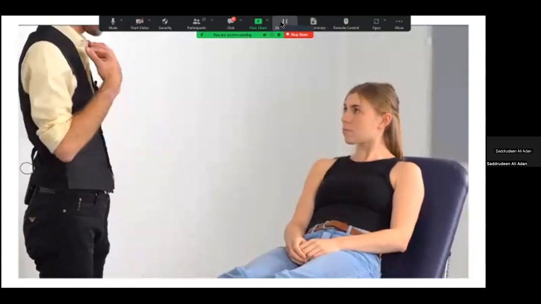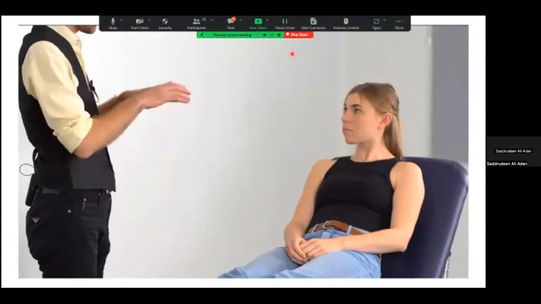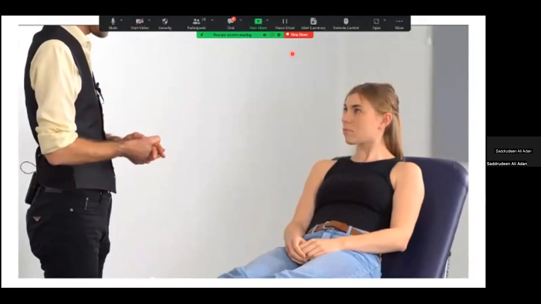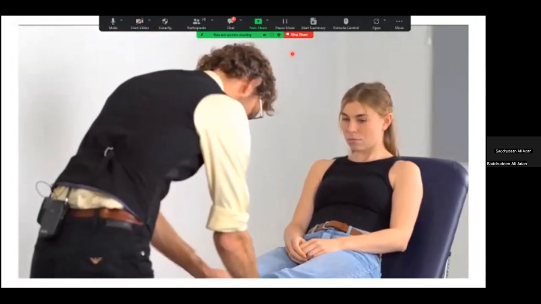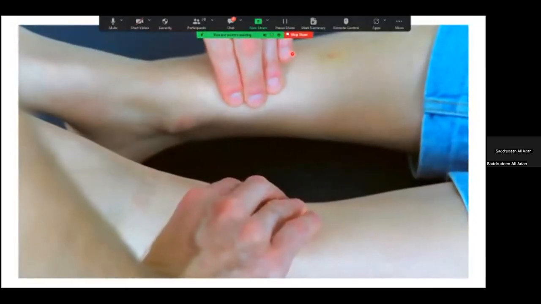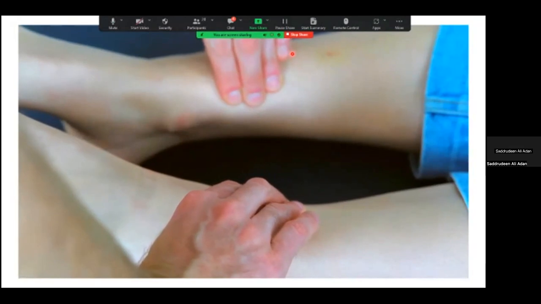So we continue. Any obvious issues in terms of the skeletal appearance? So we're going to go down to your legs. I'm going to check for any problems. So he's checking for edema. Edema down here, any swelling? On bony prominence. So pressing on both sides.